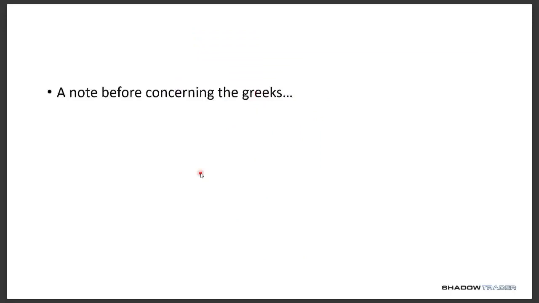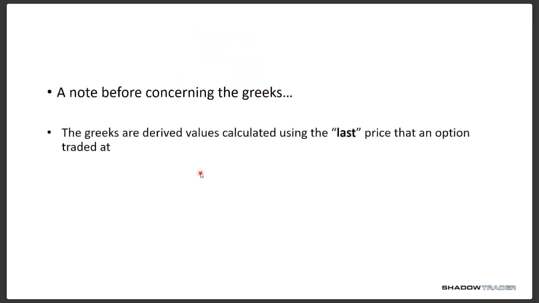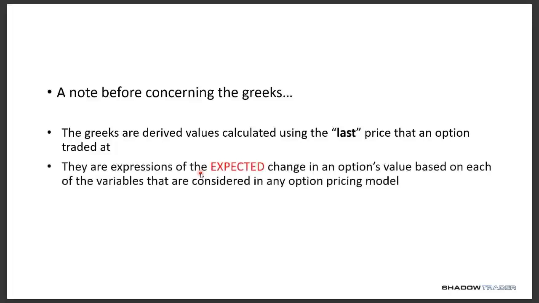Now, a note about the Greeks. Greeks are a derived value. They're calculated using the most recent or last price that an option traded at. It's an instantaneous calculation. They are expressions of the expected change in an option's value based on each of the variables. That's delta, gamma, vega, and theta of that option pricing model.